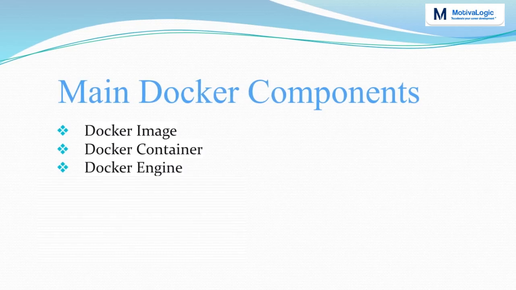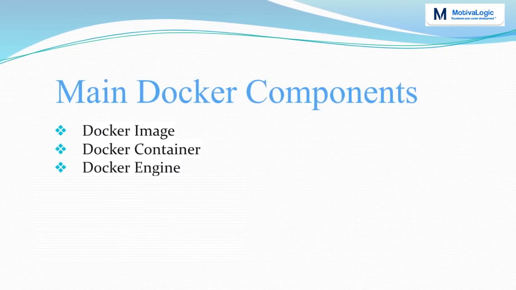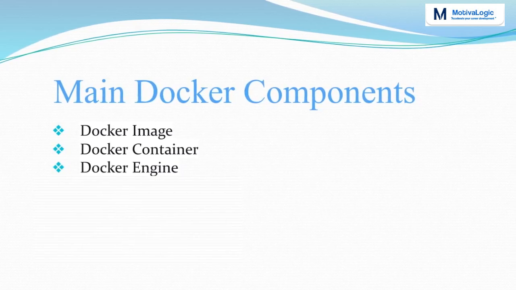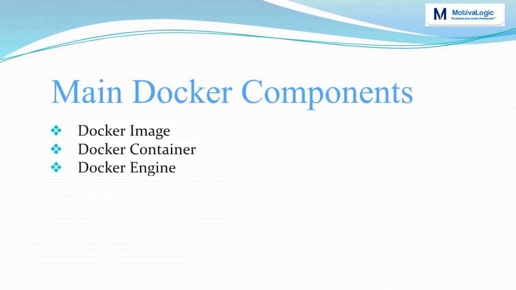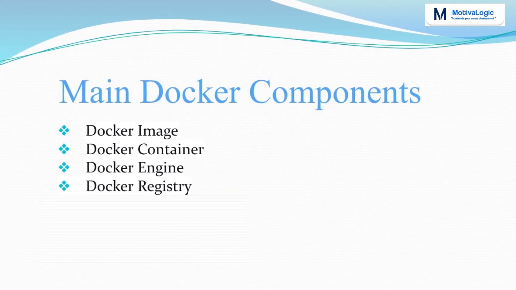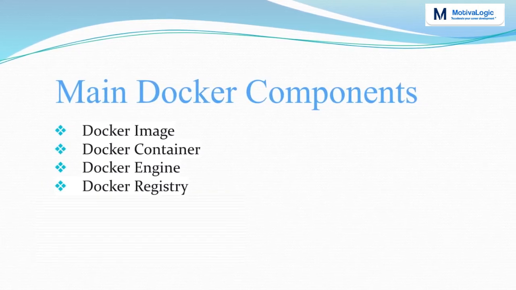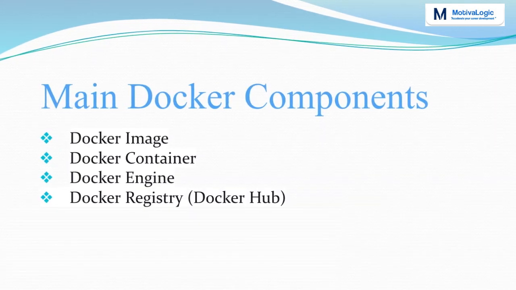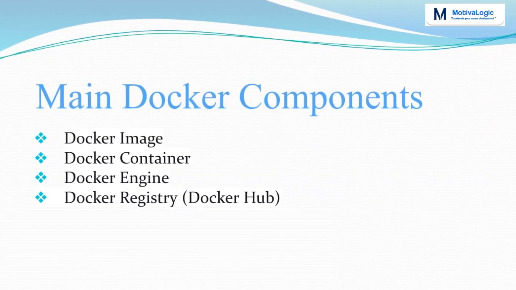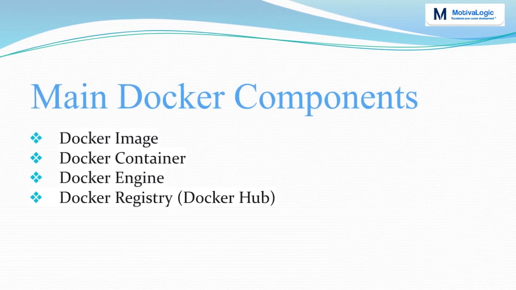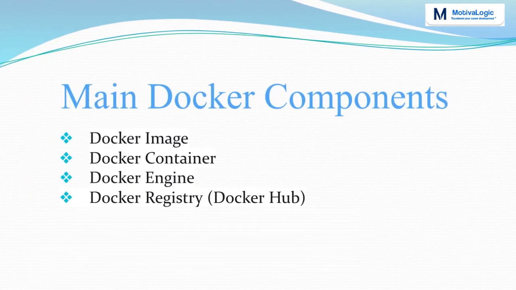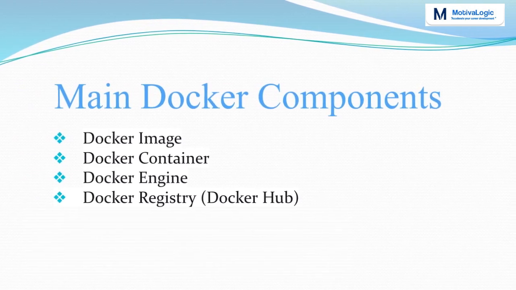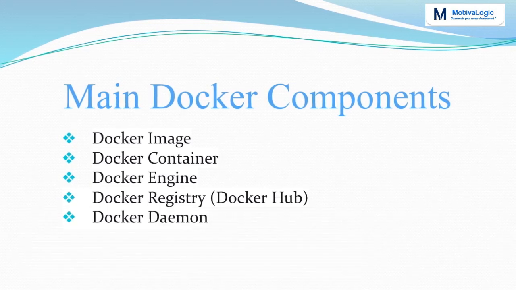3. Docker engine. The core part of Docker, the Docker engine, is the software that runs and manages containers on the host machine. 4. Docker registry, a storage and distribution system for Docker images. Docker Hub is the default public registry, where you can pull and push images. You can also set up private registries for internal use.